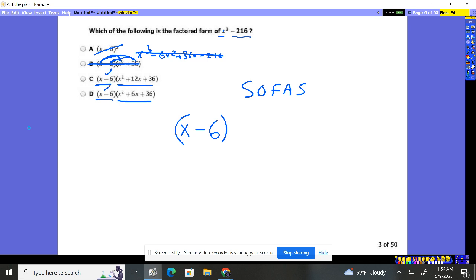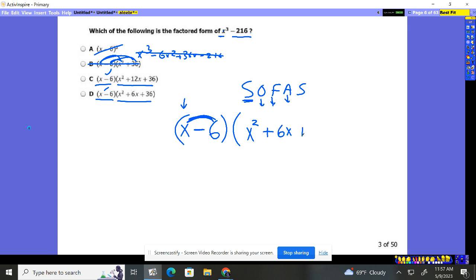Now, what is this SOFAS part? This is where this comes into play. The first S says to take your first piece and square it. So x times x is x squared. O says do the opposite sign, because we need a plus or minus here. The original problem has a minus, so we're going to do the opposite sign. We're going to put a plus. The F says to fuse these together. Just multiply that x and 6 together, which gives me 6x.